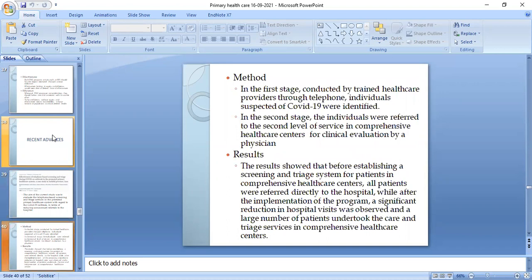Methodology. In the first stage, it is conducted by trained health care providers through telephone. Individuals suspected of COVID-19 were identified. In the second stage, individuals were referred to second level of service in comprehensive healthcare centers for clinical evaluation by a physician. The results of this study. The results showed that before establishing a screening and triage system for patients in comprehensive healthcare centers, all patients were referred directly to the hospital, while after the implementation of the program, a significant reduction in hospital visits was observed, and a large number of patients undertook the care and triage services in comprehensive healthcare centers.